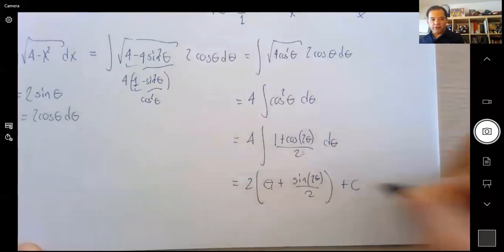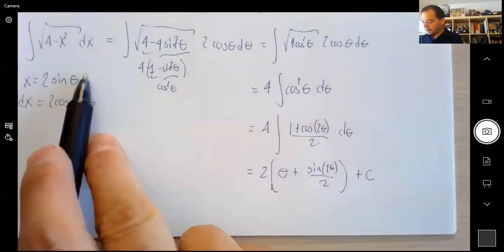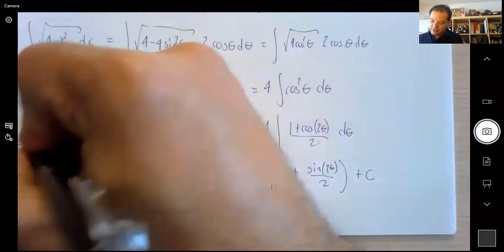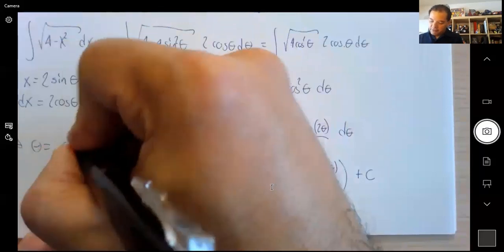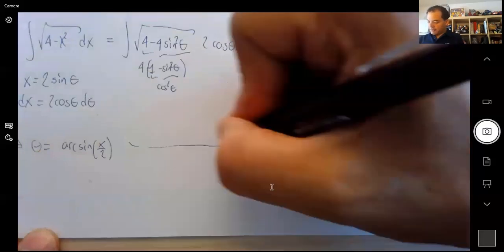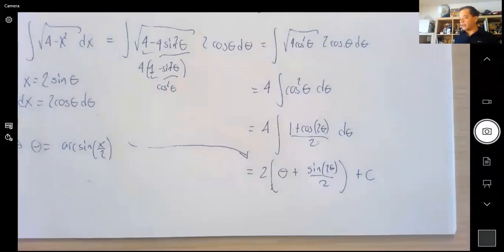And then, of course, we need to go back to what theta stands for, right? So theta, you solve it from here. Theta is arc sine or inverse sine of x over 2. And then you can plug it in here. Okay? So that's how we do that problem. I'm going to leave it there. I didn't finish it. Again, you need to complete it. And that takes care of trig substitution.